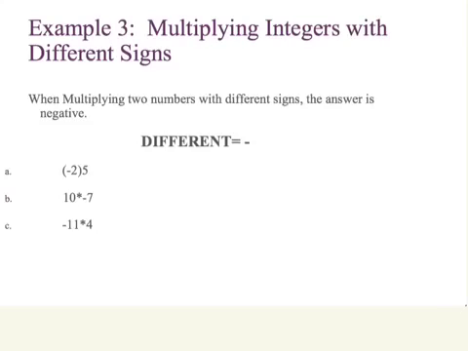And here we have, this is actually properly titled, example 3 is multiplying integers with different signs. And of course, we talked about this earlier. We're going to swim through these very quickly. This is a negative 10. This guy will be equal to a negative 70, and this one's a negative 44. Again, recognizing that the signs are different leads to a negative answer.